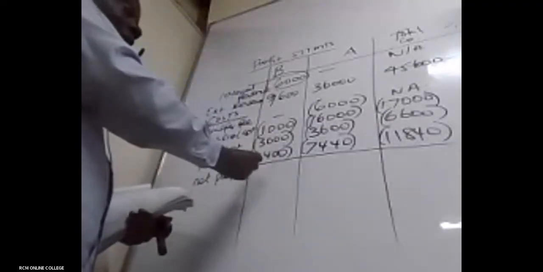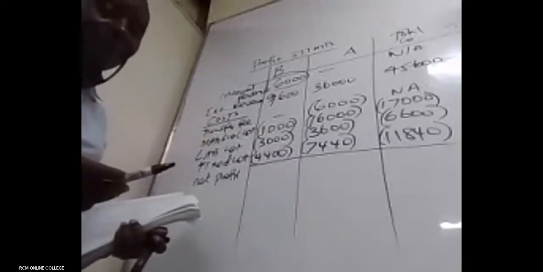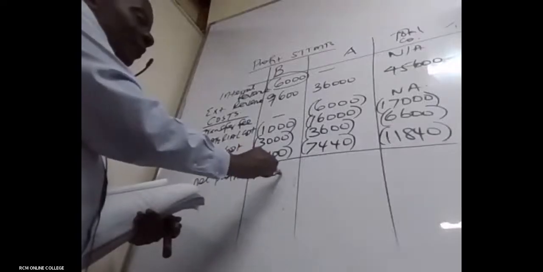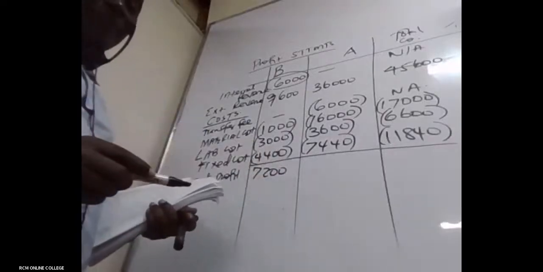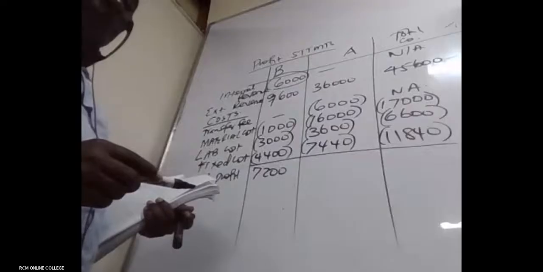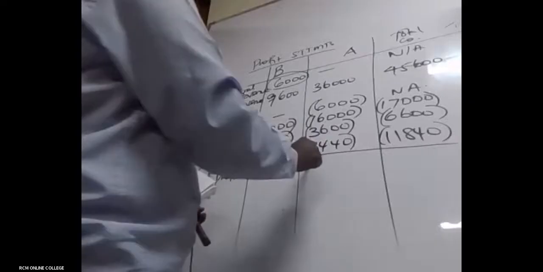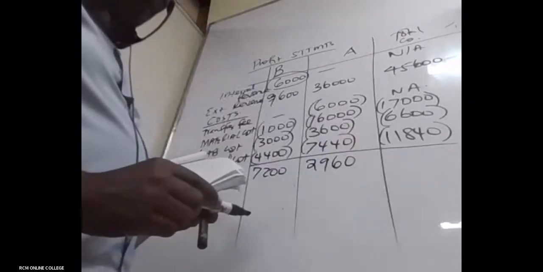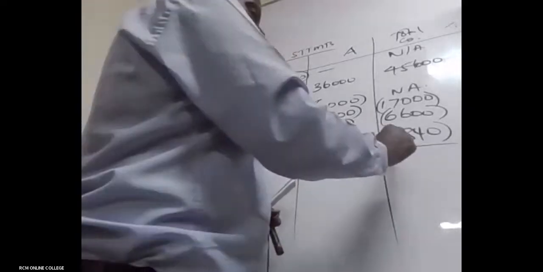So you take, if it's B, 6,000 plus 9,600 minus this, minus this, minus this. Give me a number I write down. 7,200. 2,960. Giving us how much for the total company? 10,160 for the total company, isn't it? 10,160, like that.